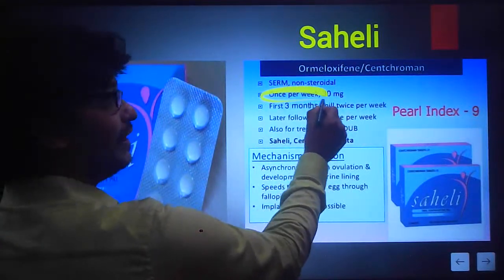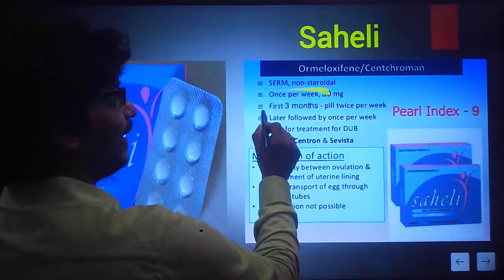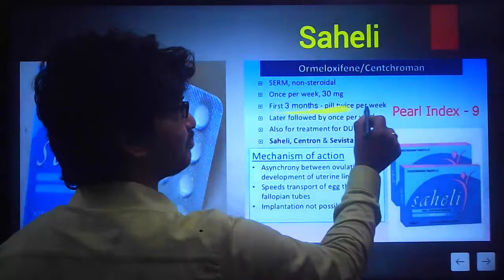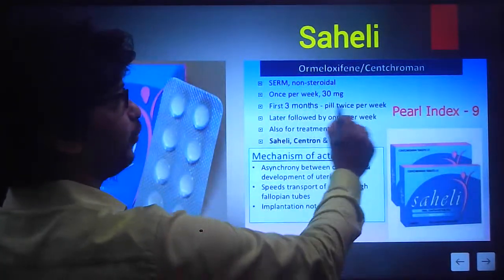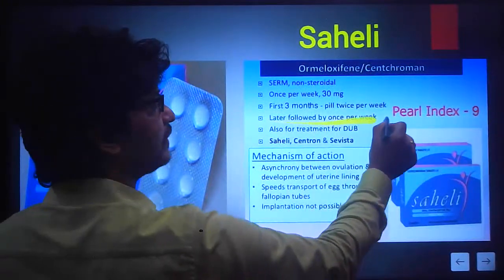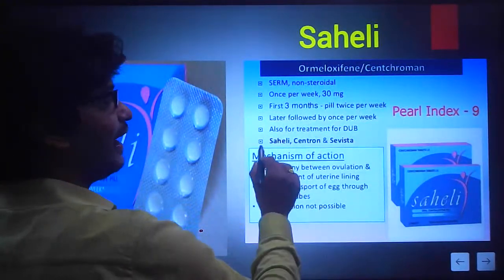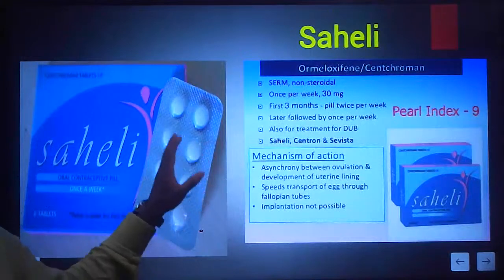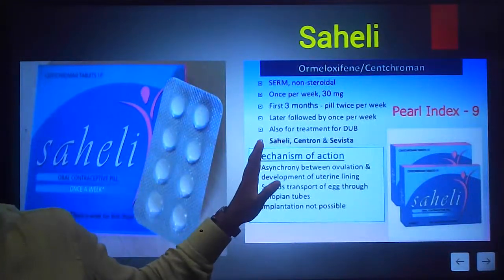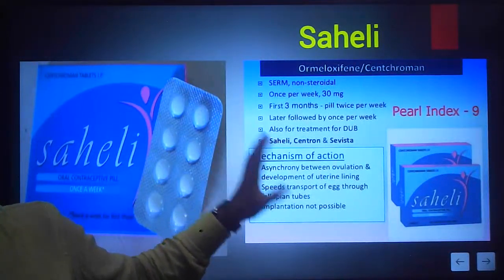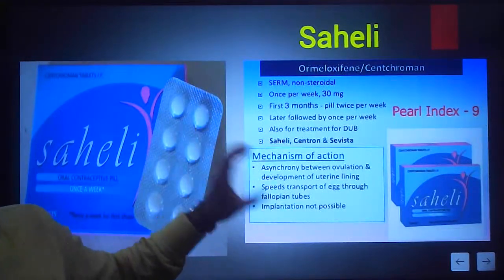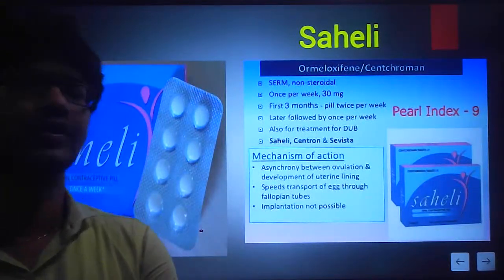Highlights of Saheli: it's a once-in-a-week pill. In the first 3 months, you take the pill twice per week, later followed by once per week. It has a high contraceptive value. That is very important for Saheli. It also has minimal or no side effects.